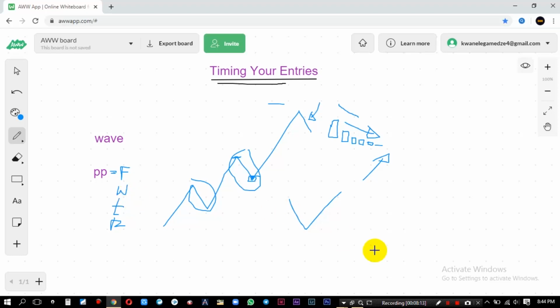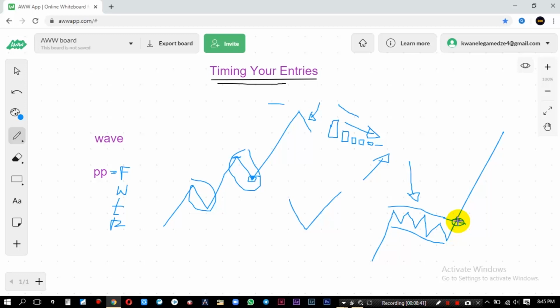For example, I'll make an example with the flag. Let's say the price was going up and now it is correcting, and then it pushes up again. So basically it has formed a flag. Where will you enter your trades? You'll enter your trades basically when your flag is broken. So in your corrective waves, you'll be looking for such patterns.